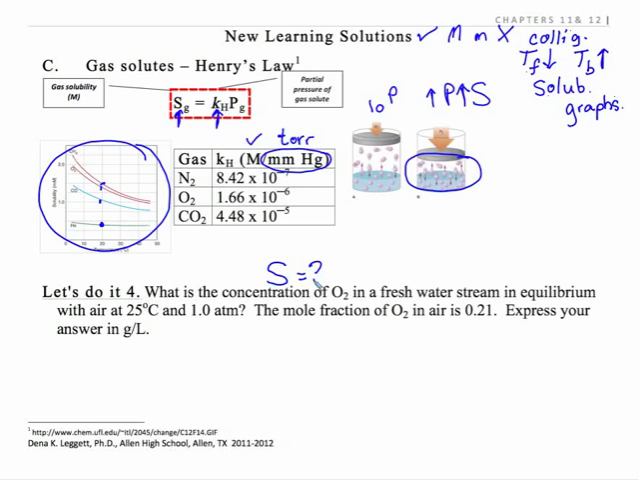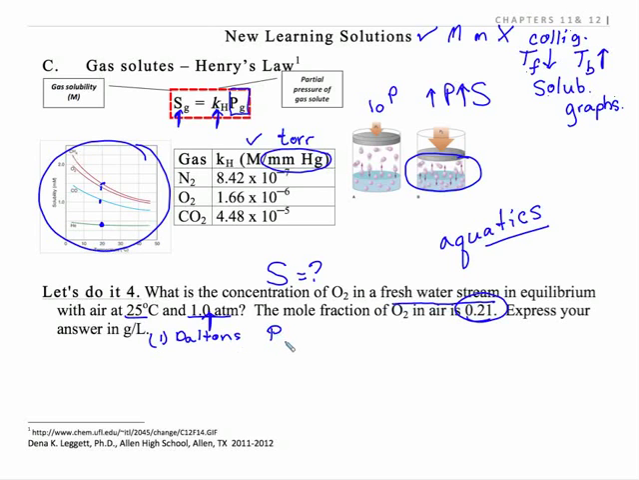So here it says, what is the concentration? That's just another way of saying what is the solubility. In a freshwater stream, oxygen dissolved in water is a very important concept in aquatics, and in fact I have an oxygen sensor that will help us determine that. We have 25 degrees Celsius and 1 atmosphere, and it gives us the mole fraction. That's because we need the partial pressure of oxygen in the air that's 1 atmosphere. Well, that gets us back to Dalton's.